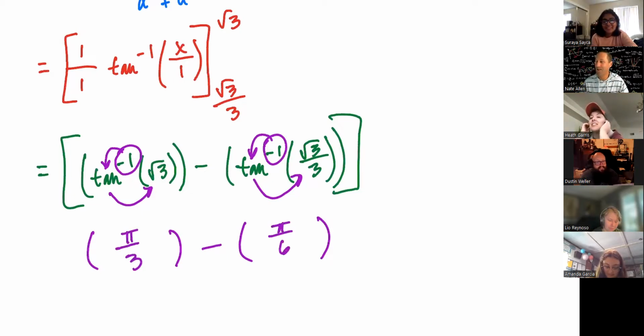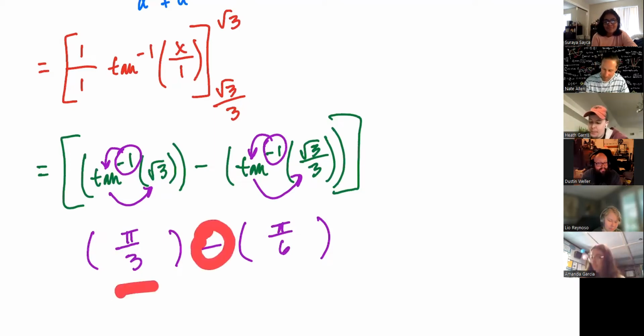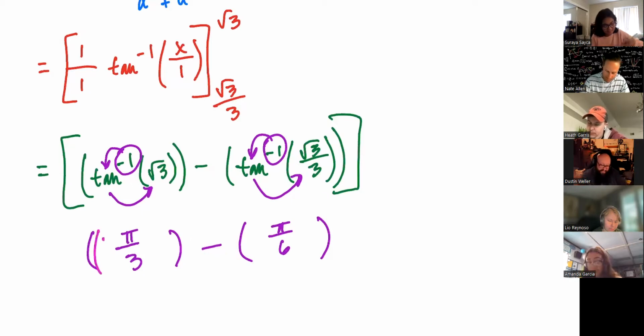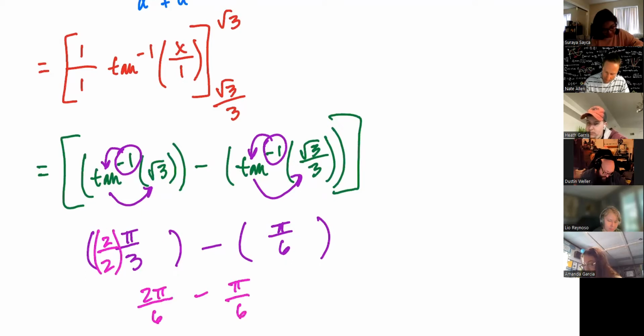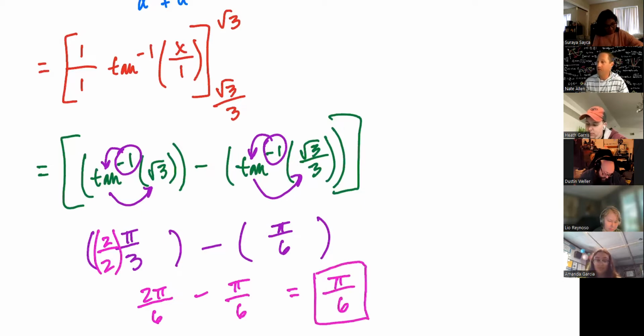Just don't forget how you finish. Get a common denominator when you're subtracting fractions. So you're going to multiply by that fancy one more time, and get 2 pi over 6 minus 1 pi over 6 to get an answer of pi over 6.